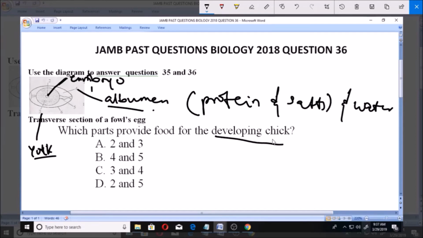So it's better we understand this in perspective. These 2 things supply this embryo in the middle with enough food for it to develop. So that makes option C the right answer, because option C has 3 and 4, which is the yolk and the albumen. Thank you.